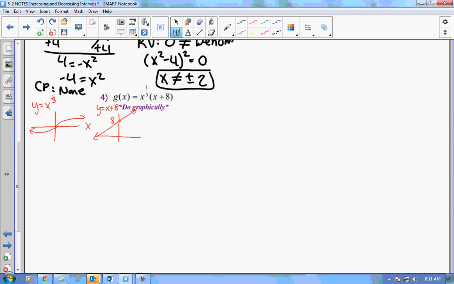Okay, so it says, what's the domain? What's the domain of x to the 1/3? A cube root function. Negative infinity to positive infinity. What's the domain of this linear function? The same. So if we were to multiply them, what's the domain of the combination?